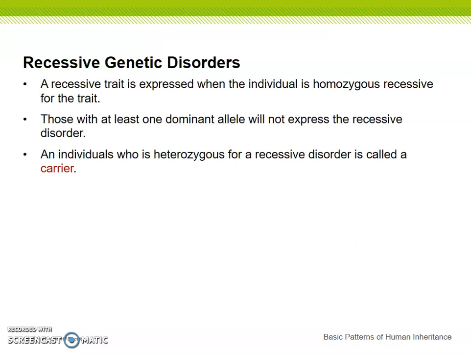Recessive genetic disorders. A recessive trait is expressed when the individual is homozygous recessive for that trait, meaning they have 2 recessive alleles. Those with at least 1 dominant allele will not express that recessive disorder. An individual who is heterozygous for a recessive disorder is called a carrier. So they have 1 allele that is defective, but they don't express it because they have the dominant allele that is normal.